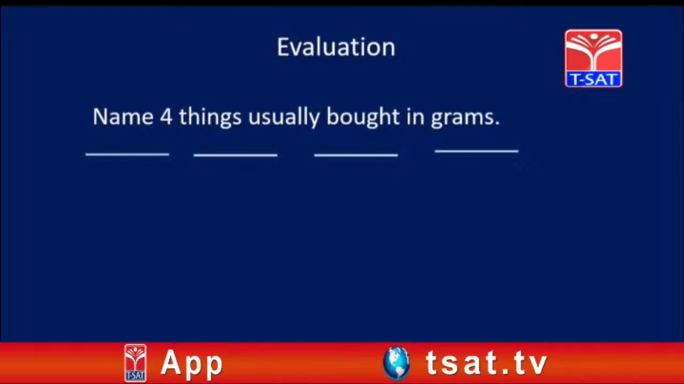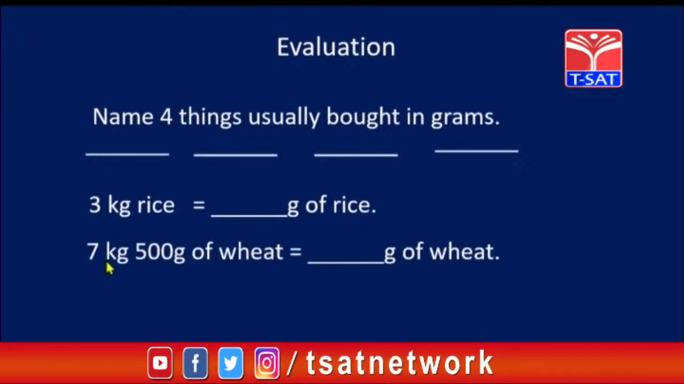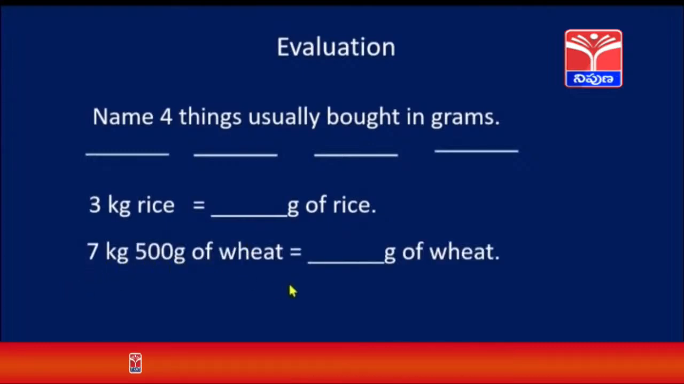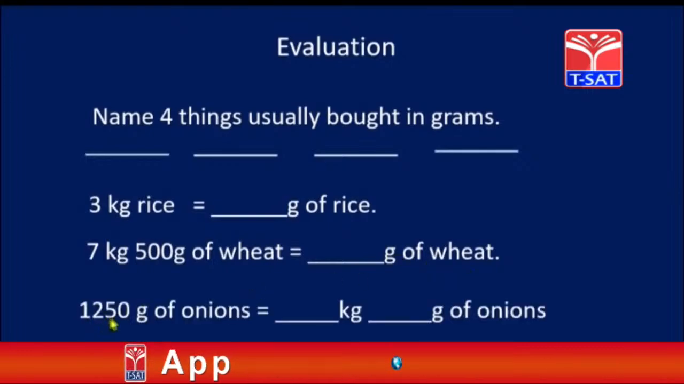It is time to do some worksheets. Name 4 things usually bought in grams. 3 kgs of rice is equal to dash grams of rice. Next, 7 kilograms and 500 grams of wheat is equal to dash grams of wheat. Children, here you have to convert this 7 kilograms into grams, and then you need to add this 500 grams to get the total grams. Next one, 1250 grams of onion is equal to dash kilograms and dash grams of onions.